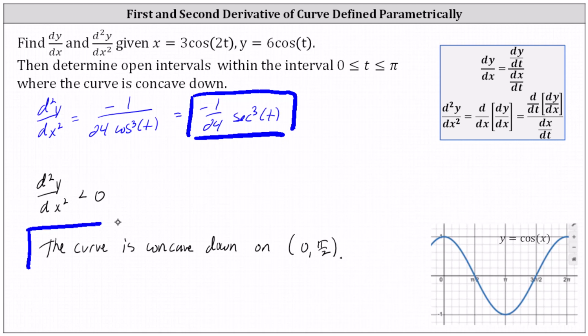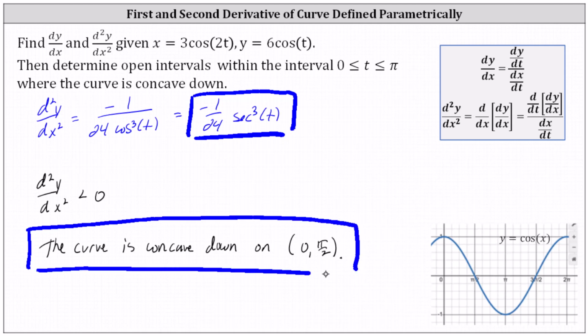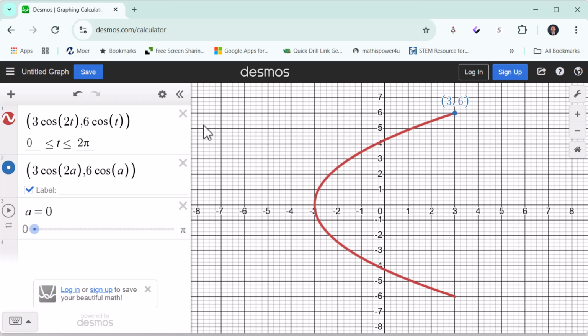Before we go, let's verify this by analyzing the graph of the curve. I've already set this up in Desmos. To graph the parametric curve, I entered 3 cosine 2t, 6 cosine t as an ordered pair. To animate a point on the curve, I have the same entry but used a so that I could create the slider for a. And notice the slider for a goes from 0 to pi radians.